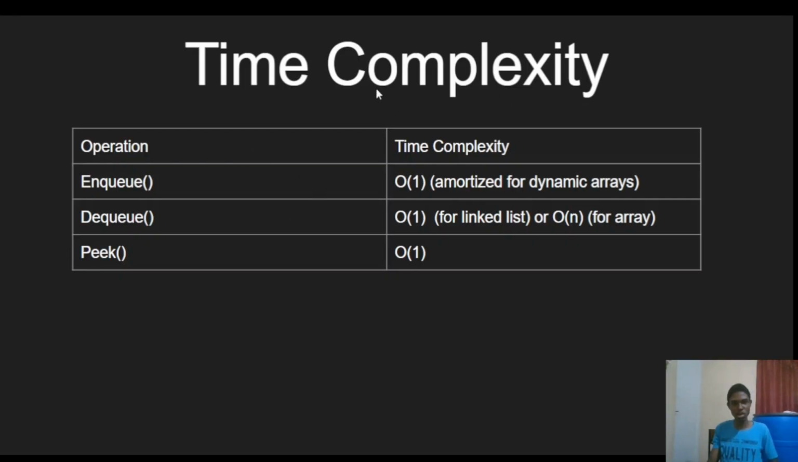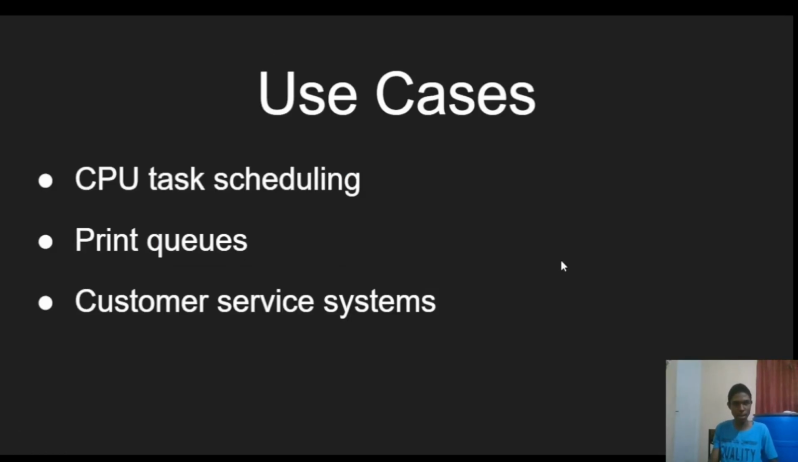Now here's the time complexity of a queue for each of these operations. So enqueue, it would be O of 1 time complexity. We're not going to get into dynamic arrays and all of that for now. Dequeue, O of 1 time complexity, so constant time. Peek, O of 1 time complexity.